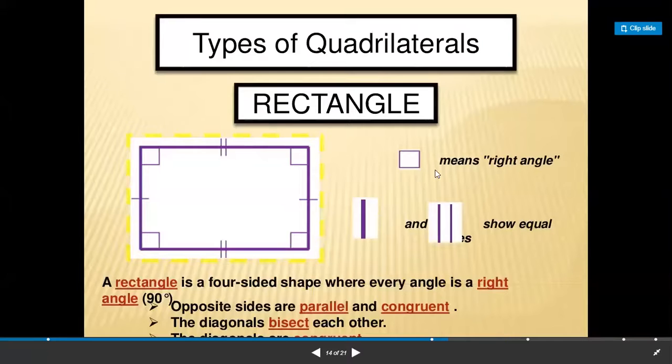Yes, you all please take the screenshot of these types of quadrilateral because you have to write this in the fairness.